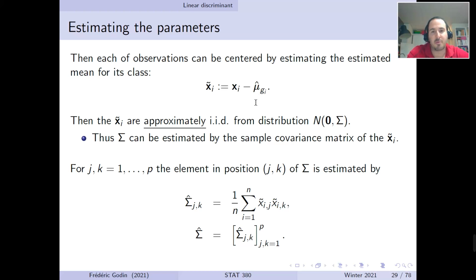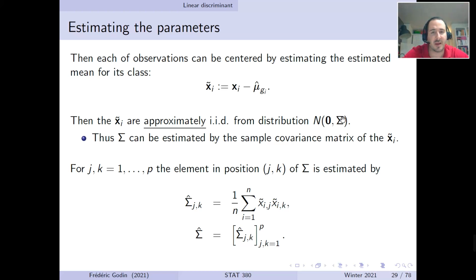So in that case, provided that the estimator mu hat is close to the true mean vector, the x tilde i are approximately IID from a distribution with mean vector 0 and covariance matrix sigma. It's only approximate because this is not the true value; it is only an estimate of the mean vector. But if this were the exact mean vector, then the x tilde i would be exactly IID normal(0, sigma).